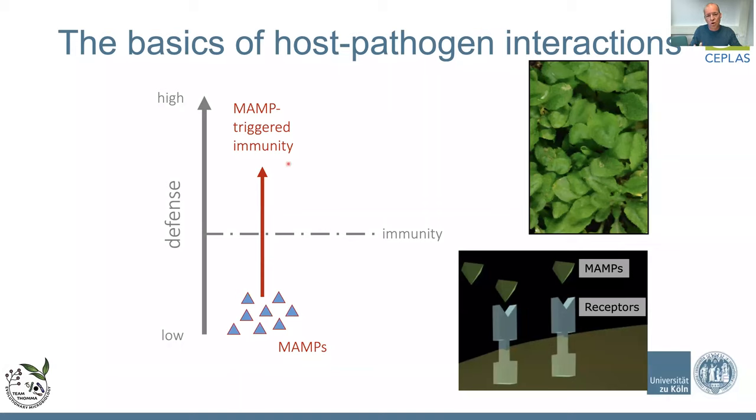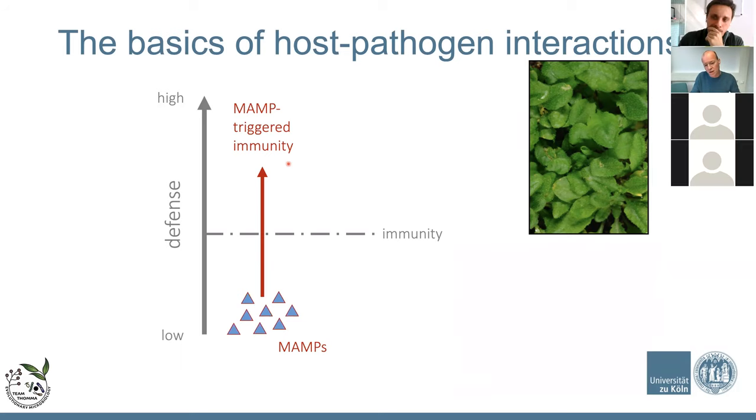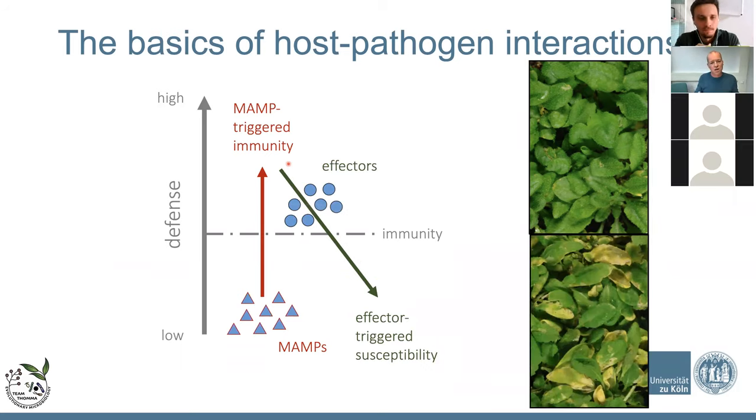But at the same time, we also know that disease does occur in particular cases. And when does disease occur? Well, we think that has to do with microbes that have the ability to secrete effectors that are able to suppress this MAMP-triggered immune response. And so when this works, these effectors establish a state of effector-triggered susceptibility, and that means that the host gets diseased, like here in this picture of Arabidopsis plants that are infected by the bacterium Pseudomonas.